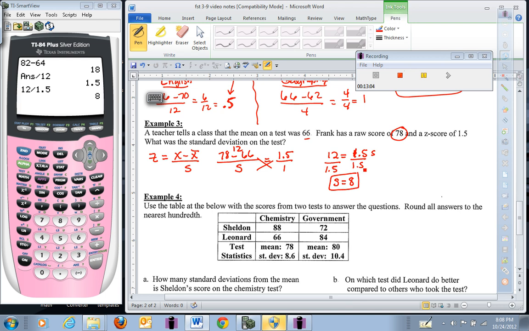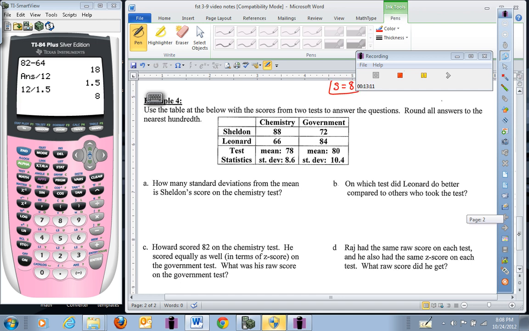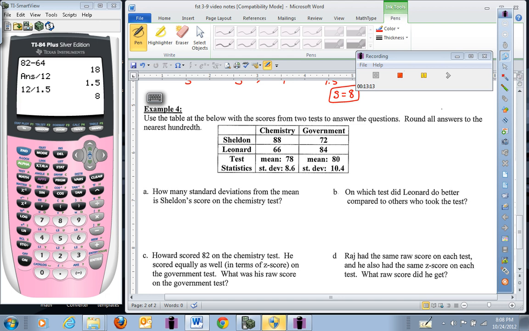All right? Okay, so I'm going to leave example number 4 for you to figure out, because you're going to use the table below with the scores from 2 tests to answer these questions. We're going to round all the answers to the nearest hundredth. We're going to answer some questions about Sheldon and Leonard and Howard and Raj, all characters from my favorite show, The Big Bang Theory. We just made this problem up. This is what Sheldon and Leonard scored on the chemistry test with the mean and standard deviation given. This is what they scored on their government test with the mean and standard deviation given. And then you can work on questions A through D. And then we'll try to discuss those, make sure everybody's on the same page when you get back to class next time.